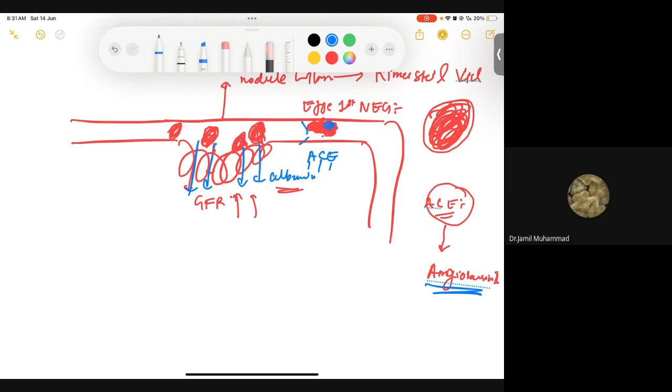Okay. So ACE inhibitors are going to be used in this case. This was all about diabetes, and you should know the efferent arteriole is going to be the first one which is involved and is going to lead to this process. Okay. I think that was simple.